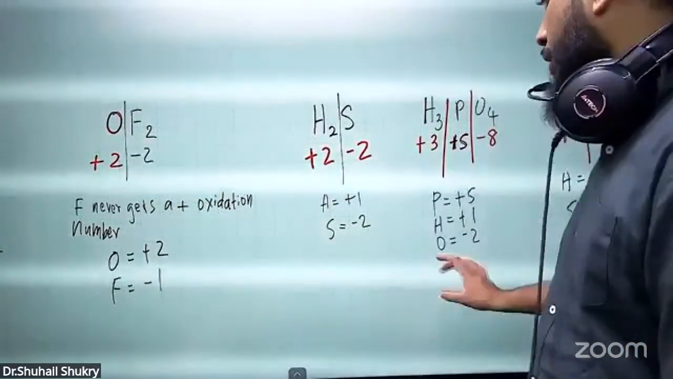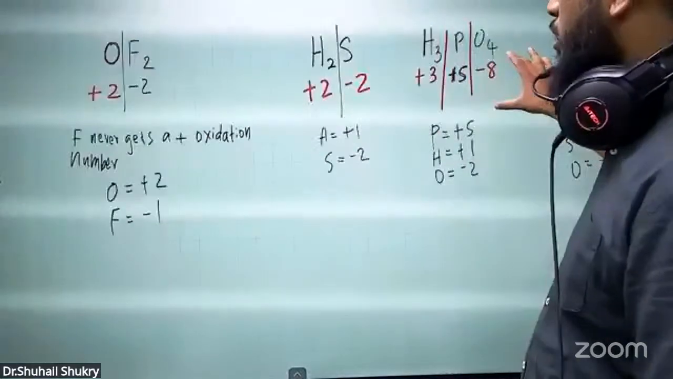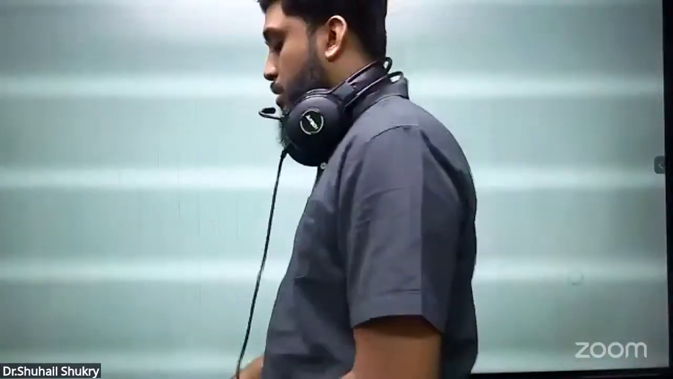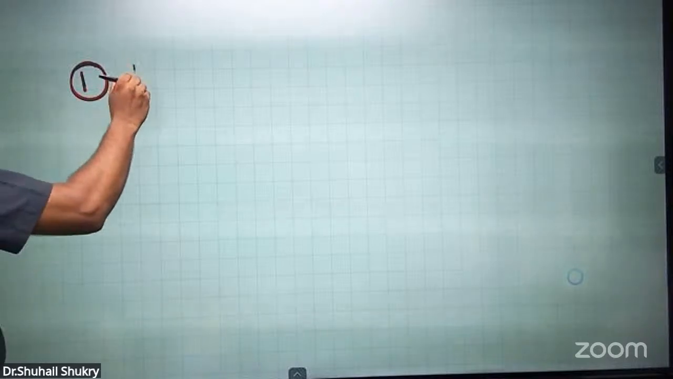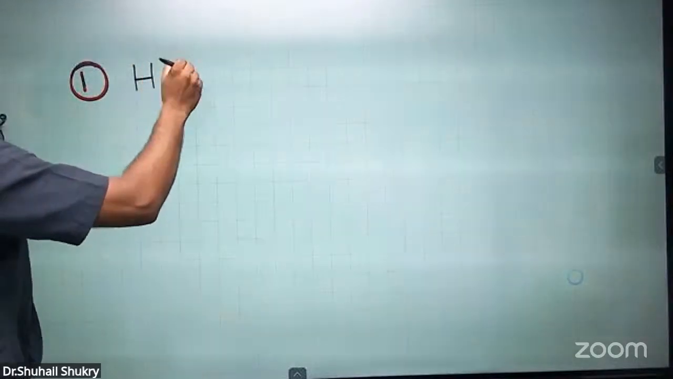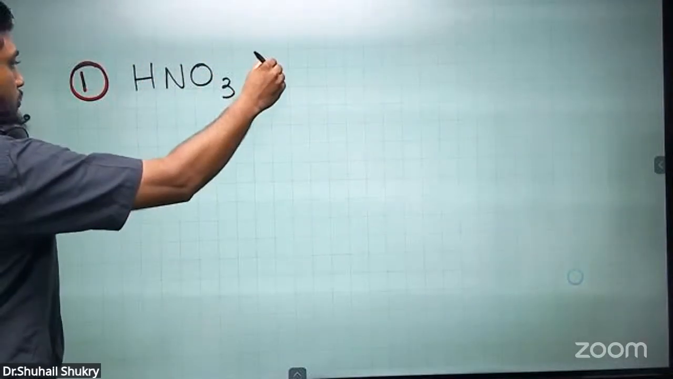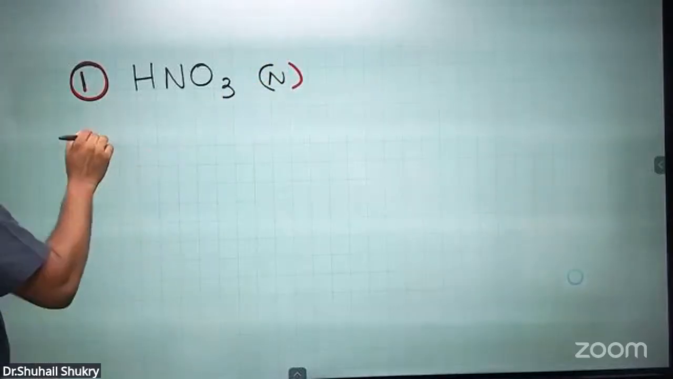We'll give you 5 examples. Online students, you all put the answers in the chat box, right? I will give the compound and I will tell which one you have to find, right? Number 1 is HNO3. In this, you have to find the nitrogen's oxidation number.